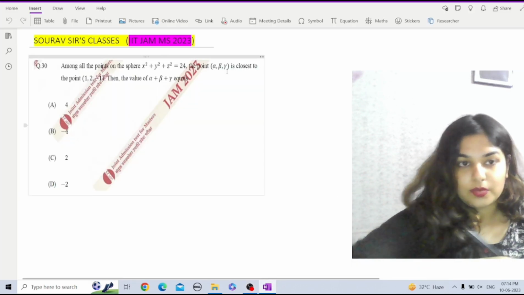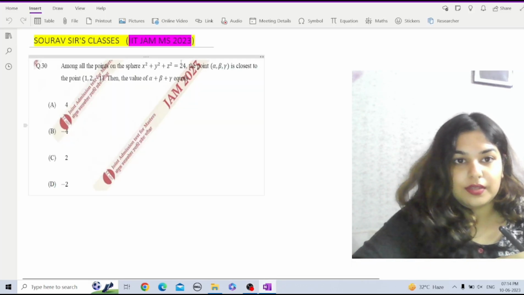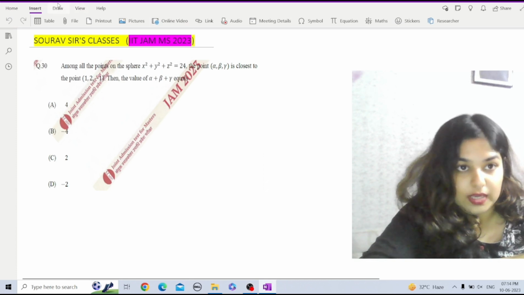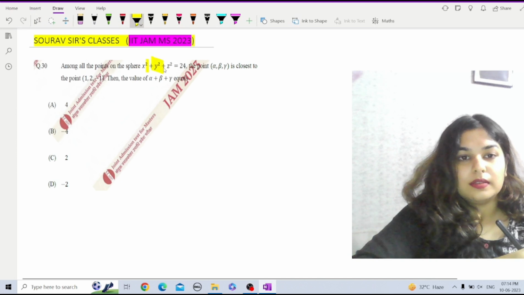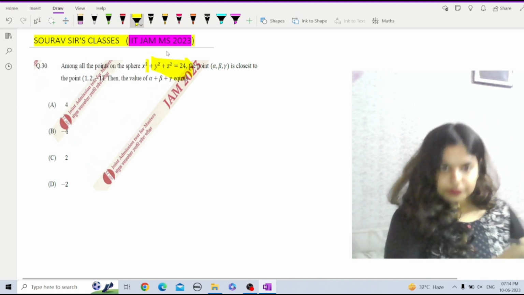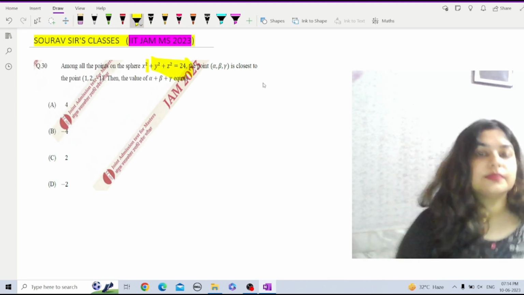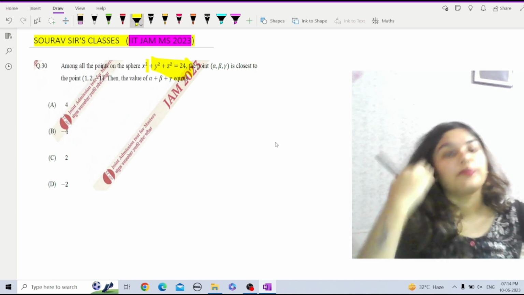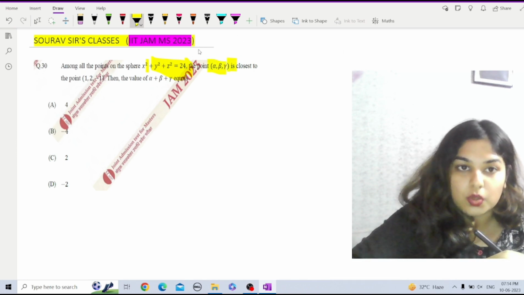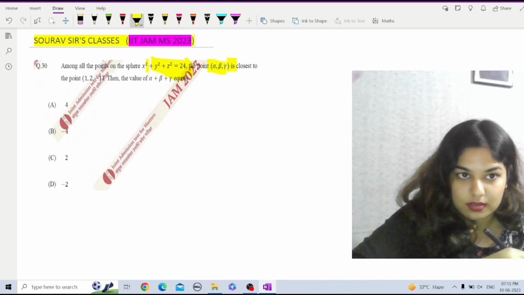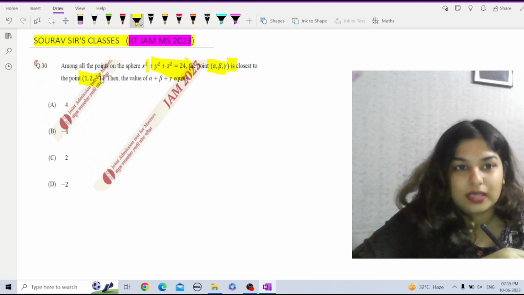Let us talk about the next question. You are given a sphere, the equation of a sphere, x square plus y square plus z square is equal to 24, right? Now there is a point alpha, beta, gamma which is closest to the point 1, 2, minus 1. So we have to find this.